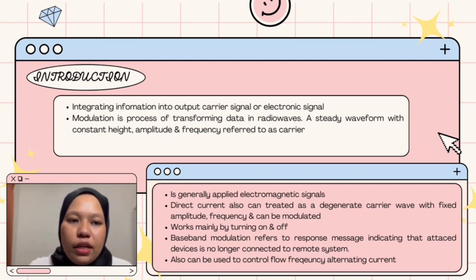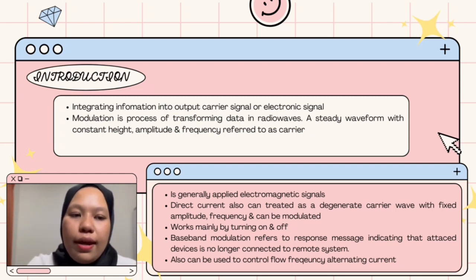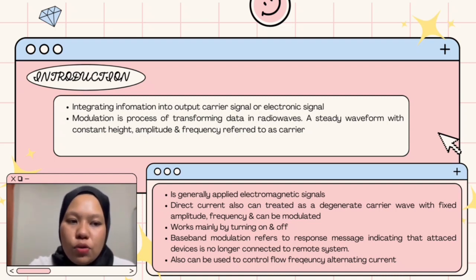Modulation is integrating information into an output signal or electrical signal. Modulation is a process of transforming data in radio wave. Besides that, a steady waveform with a constant height, amplitude and also frequency is referred to as a carrier. Modulation is also applied to electromagnetic signal. Direct current can also be treated as a degenerate carrier wave with a fixed amplitude and frequency, and can be modulated.